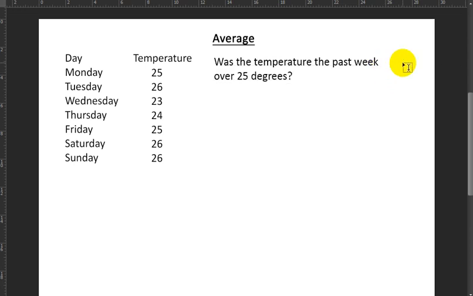What we would do is take these values, the temperature throughout the week, add them all together, and divide them by the number of days. So here we can just write it like this: 25 plus 26 plus 23 plus 24 plus 25 plus 26 plus 26. And all of this divided by 5. Now let's make this correct.